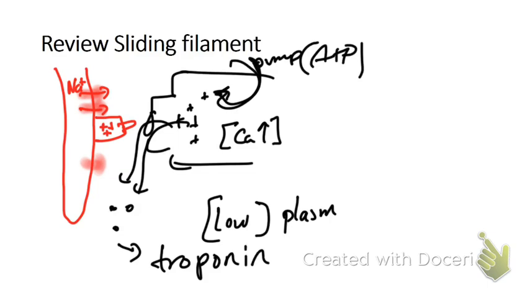Right, and when it finds troponin, it's going to bind to troponin. When it binds to troponin, it's going to take that complex that had all of its binding sites available, but those binding sites have been covered up by the tropomyosin.